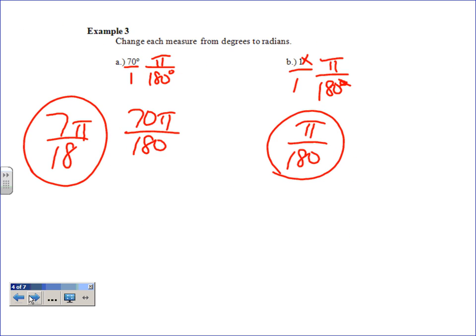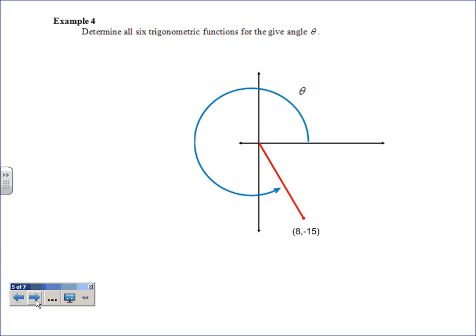What's next? Oh my goodness, here we go. Determine all 6 trigonometric functions for the given angle theta. That's a pretty nice picture, though. You gotta admit, that's pretty nice. You don't have theta on yours? No? Well, you do. Well, put it on there then.